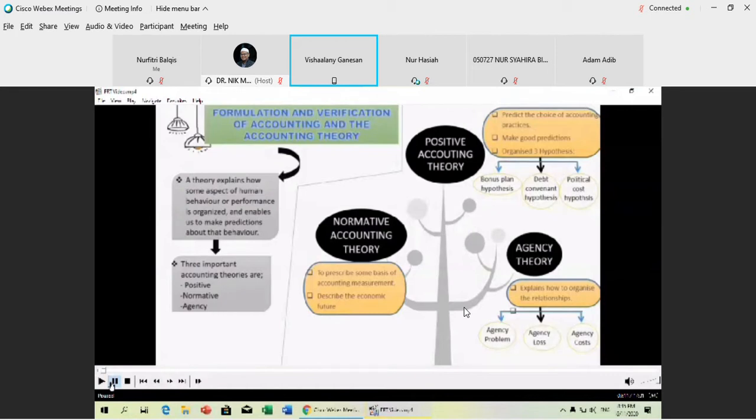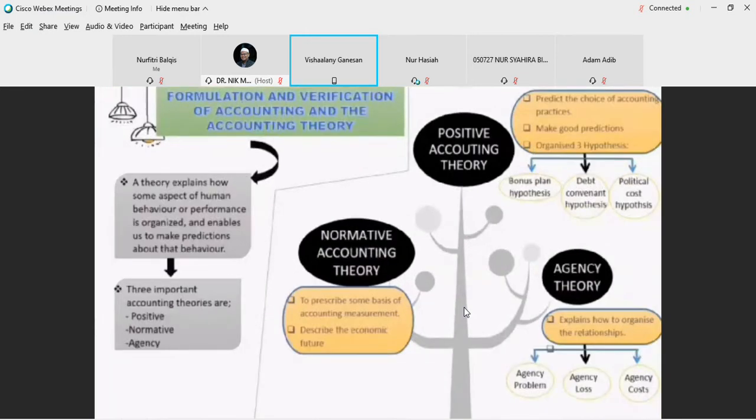In this chapter, we can learn the theory which explains how some aspects of human behavior or performance are organized. Concepts and principles serve two important functions: they help us to understand or explain what is going on around us and to predict future events. In this chapter, we will discuss three important accounting theories as follows: positive accounting theory, normative accounting theory, and agency theory. Next, I will pass to Hasya to continue the video.